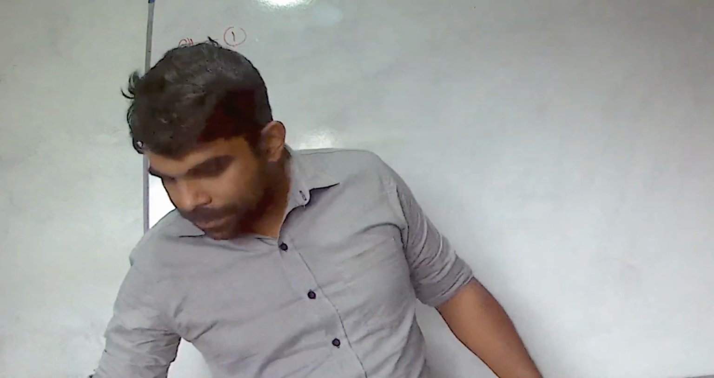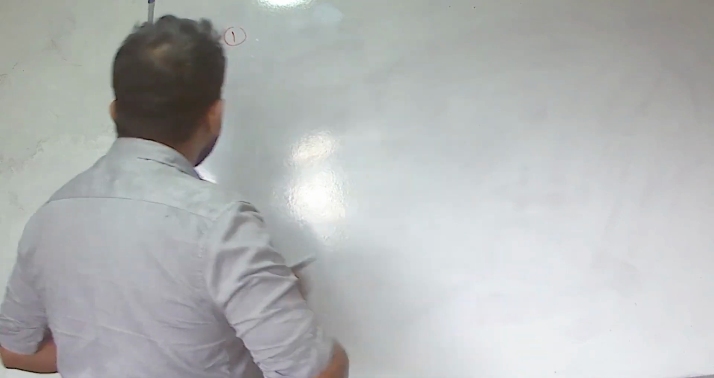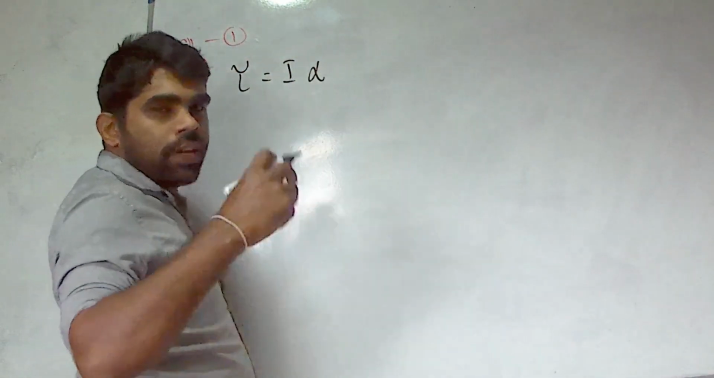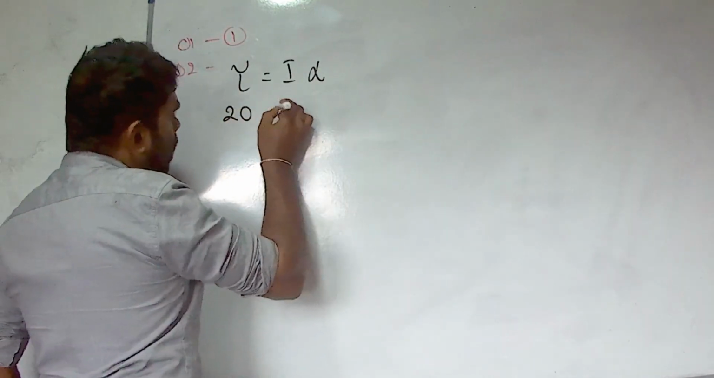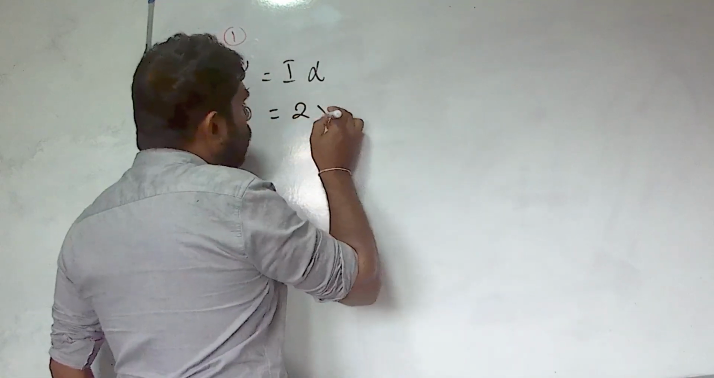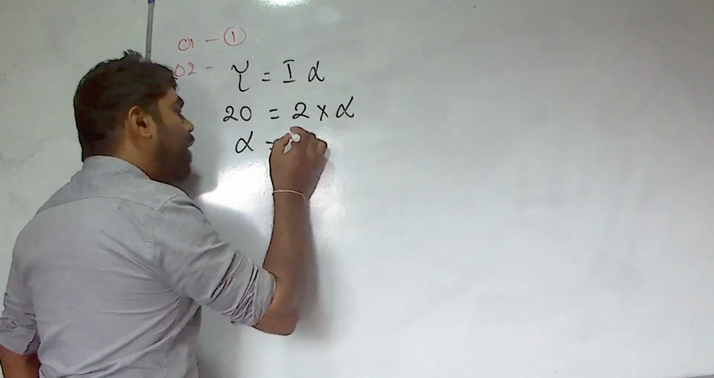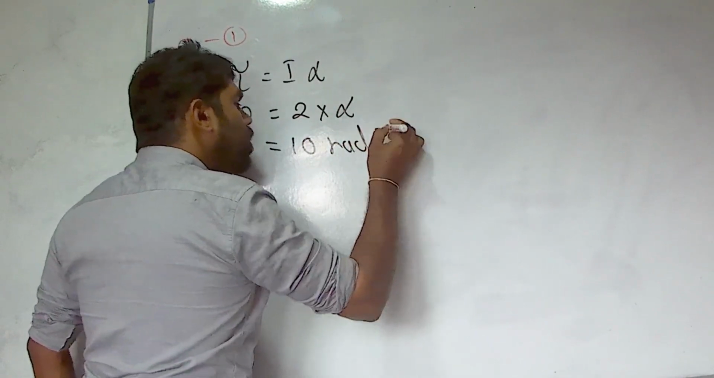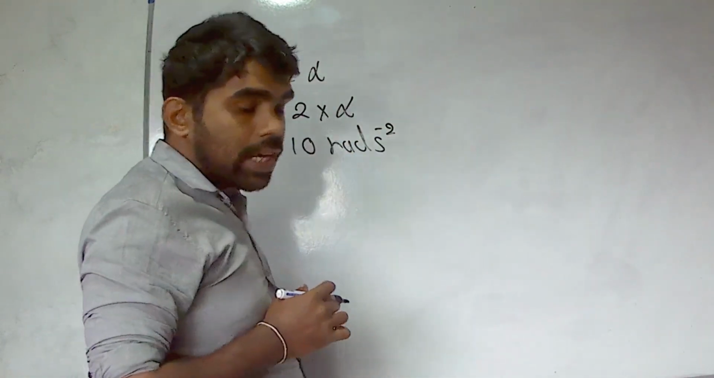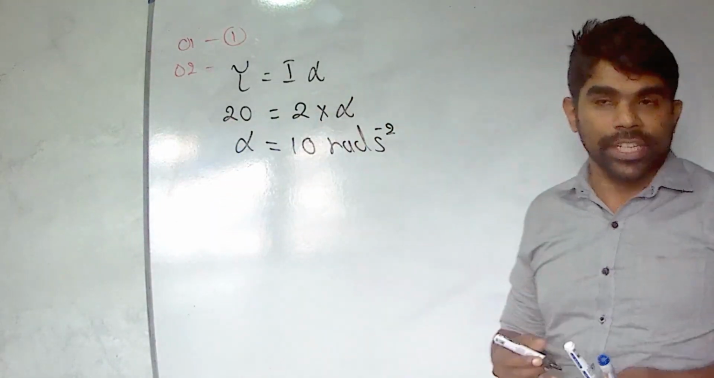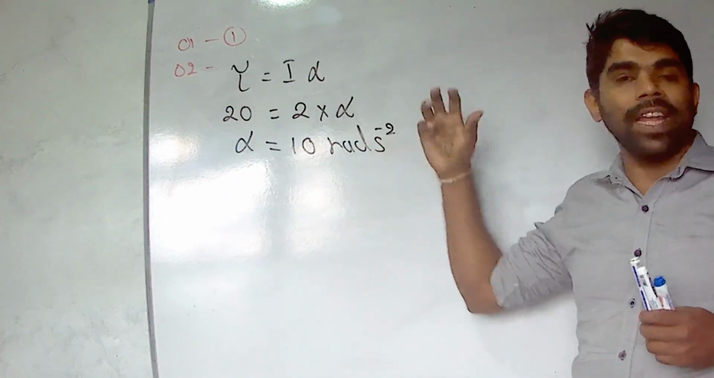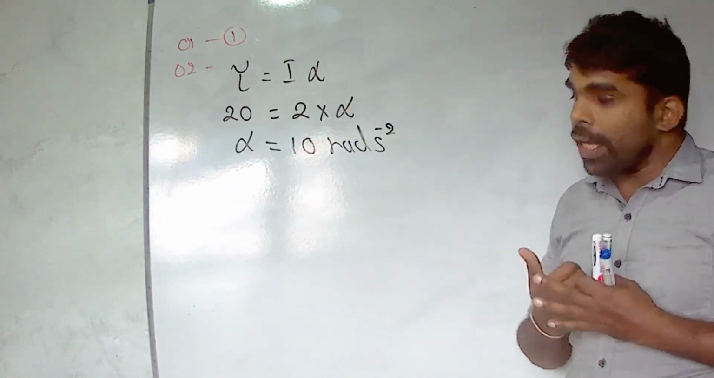We can find the angular acceleration by using tau equals I alpha. The torque given by the couple of forces is 20, and the moment of inertia of the flywheel is 2. We can find the alpha value. Alpha is 10 radians per square second. Now this is an angular deceleration. Therefore, we have to substitute this value as a minus value when using the equation.